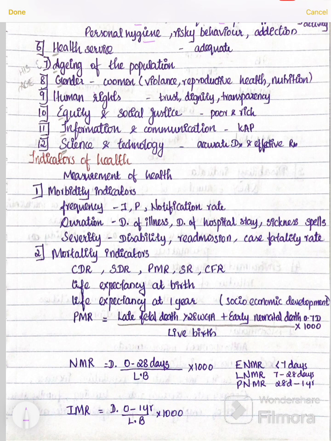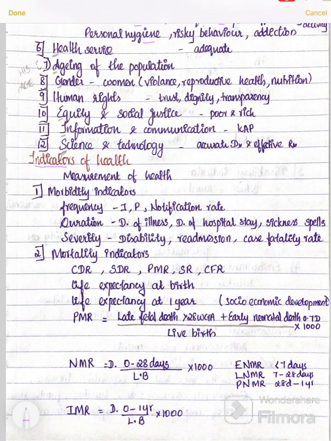And the last part is indicators of health. Indicators are used to measure something. Here, health is not measured by a single indicator. It has multiple dimensions. Multiple factors are affecting health. So we should measure health with multiple indicators.